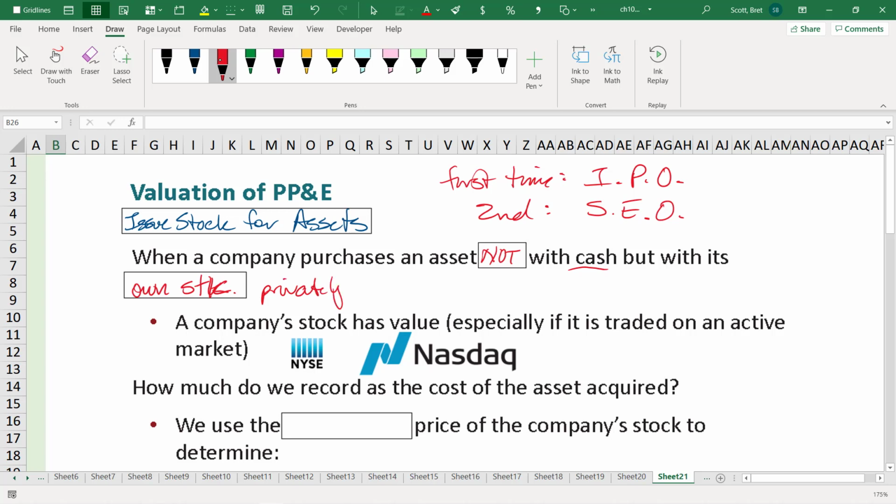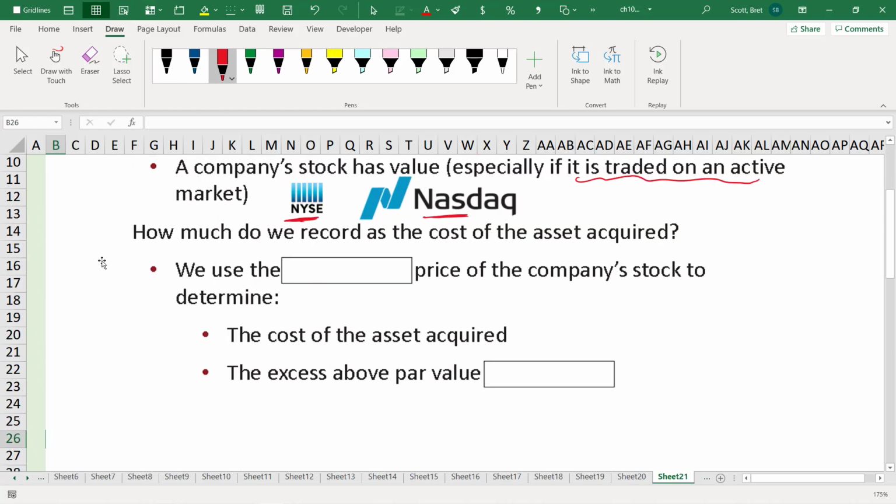We still have to register with the SEC, but generally speaking, if it's not a material amount of stock that we're issuing, we can issue our own stock to purchase a special piece of equipment. So this works out pretty well for us if a company's stock has value, especially if it's traded on an active market like the New York Stock Exchange or the NASDAQ. The question comes down to this: how much do we record as the cost of the asset or assets acquired? Well, it's kind of the same thing we did in the case of a lump sum purchase.